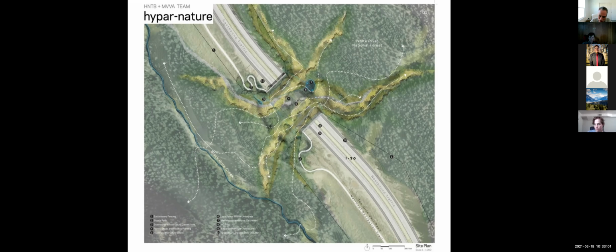And figuring out what types of environments they need, how they could create corridors that would be most conducive to moving those species across that landscape.